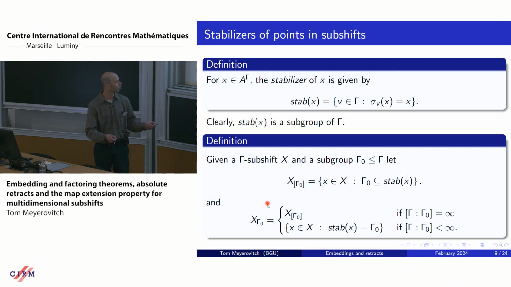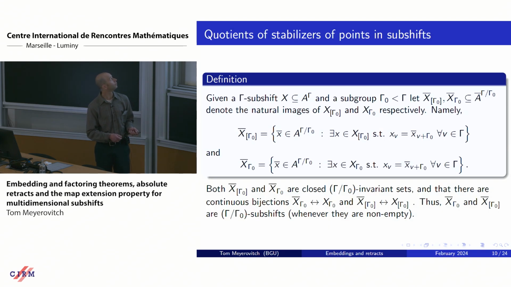And now, for convenience, I'll make a distinction between the case where gamma 0 is of finite index and infinite index. In the finite index case, I will denote by X gamma naught without brackets the points whose stabilizer is exactly equal to gamma. In the case of Z, subgroups of Z are either trivial or indexed by an integer. So these are the points that have a fixed period, whose least period is the same. So these are subshifts of a given subshift.